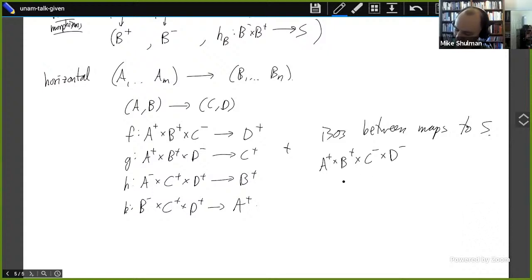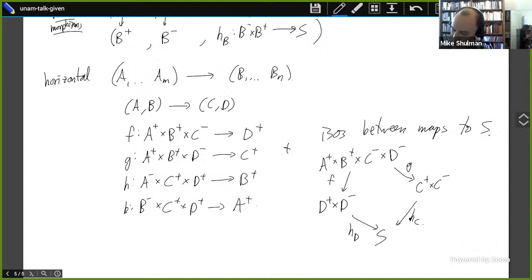Sorry. Then on the one hand, I can do F, and that gets me to D plus cross D minus, and then I have H_D maps into S. Or on the other hand, I can do G, which is A plus and B plus and D minus maps to C plus. So that gives me to C plus and C minus, and then I have H_C that maps into S, and there's an isomorphism there.